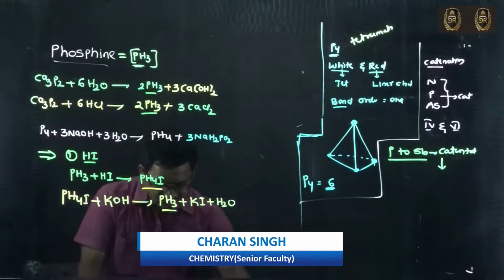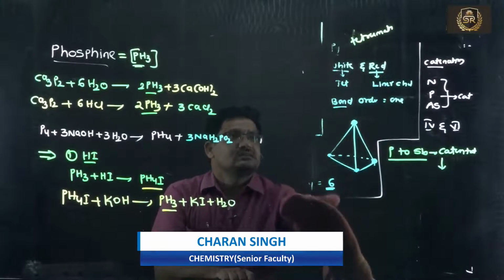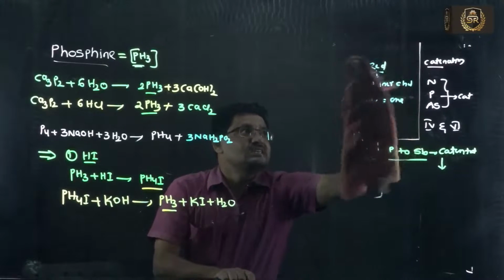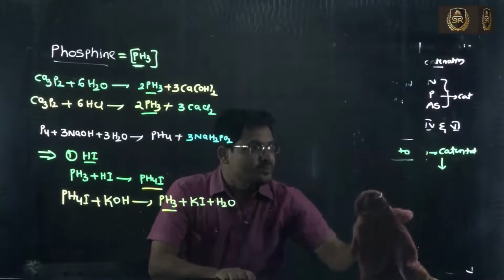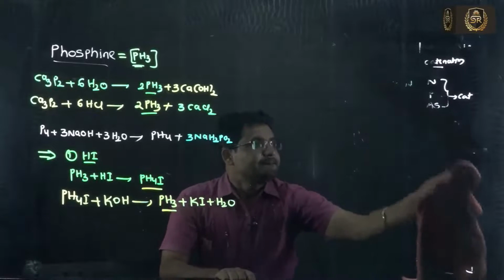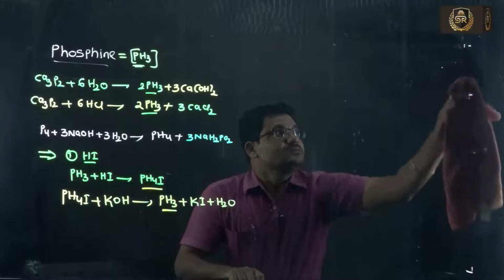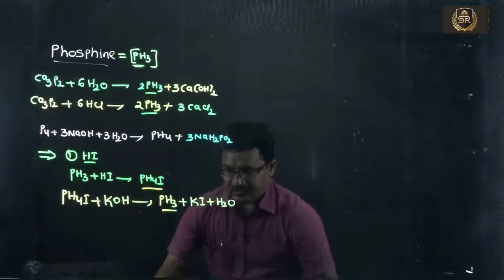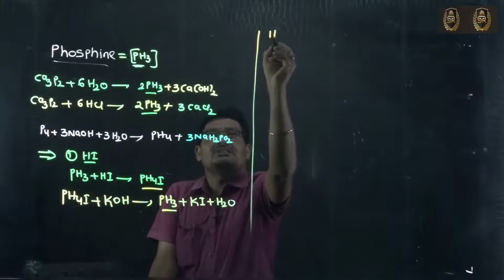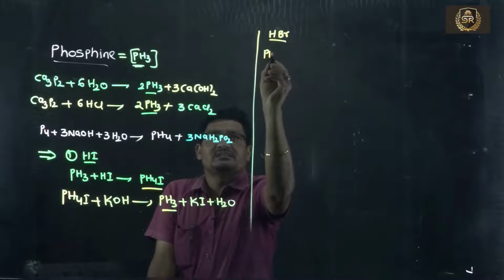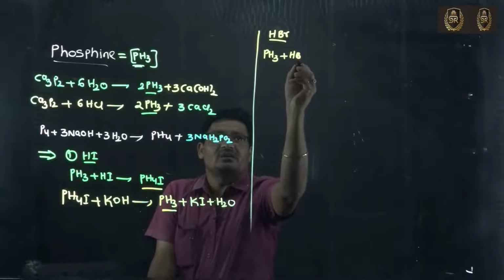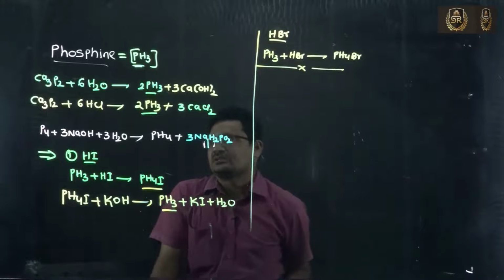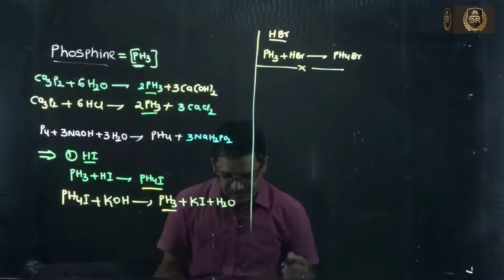The next one, reaction with HBr, hydrogen bromide. Phosphine, PH3, reacts with HBr to get PH4Br.